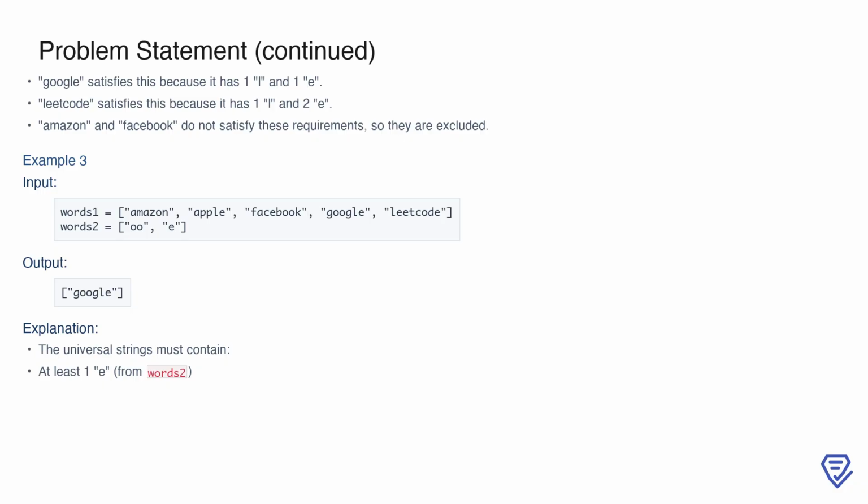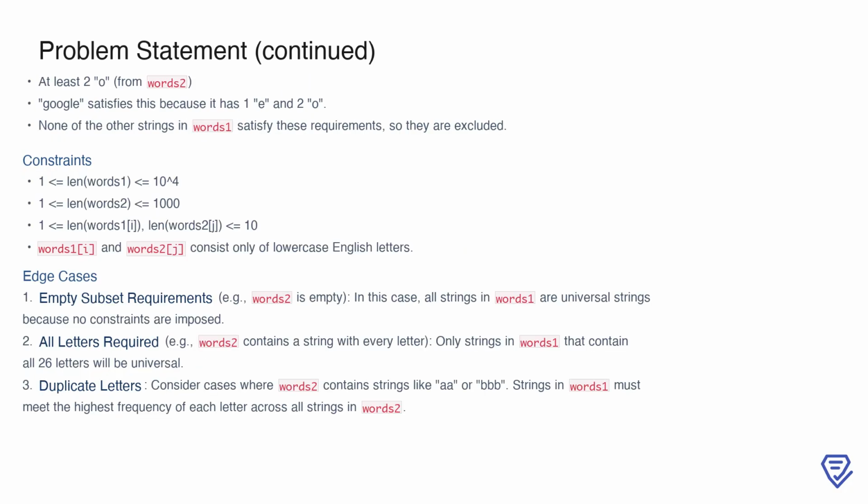For our final example, let's change words 2 to contain the strings O and E. This means that any universal string must have at least one E and at least two O's. Let's see how this affects words 1. Google is the only string that satisfies these requirements because it contains one E and two O's. None of the other strings in words 1 meet the conditions, so they are excluded from the output.